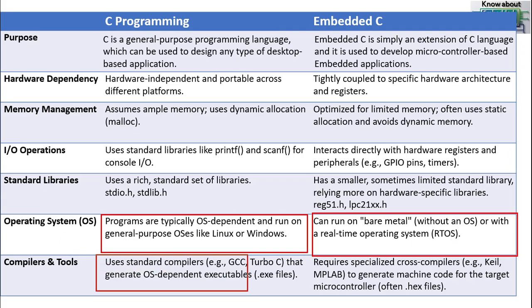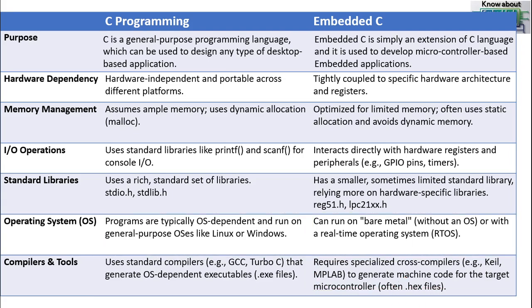And the last one is the tools. We can use different compilers for C programming, for example Turbo C and GCC, and there are many other compilers available. In the case of embedded C, we again have to use hardware dependent software, like Keil, MPLAB, IAR Workbench, CCS Studio, and so on. These are all the major differences between C and embedded C programming. If you explain this much, it will definitely create a very good impression in the interview.